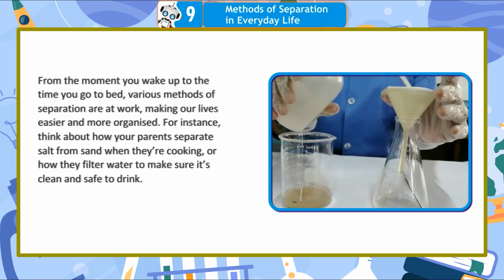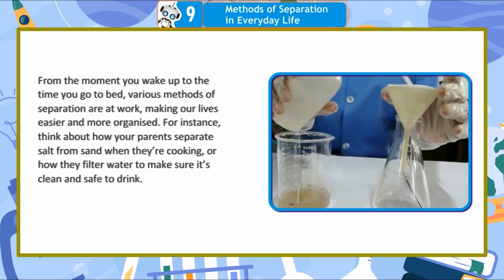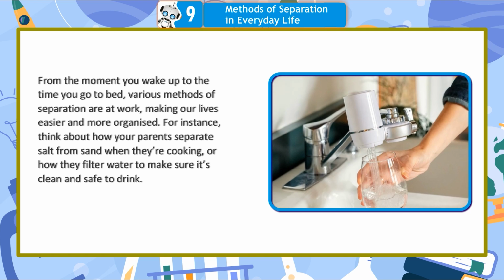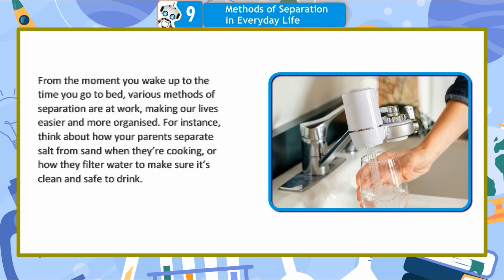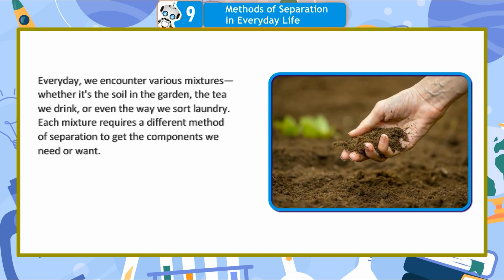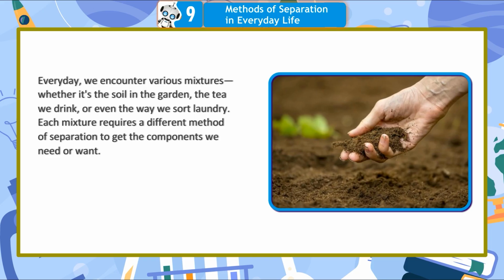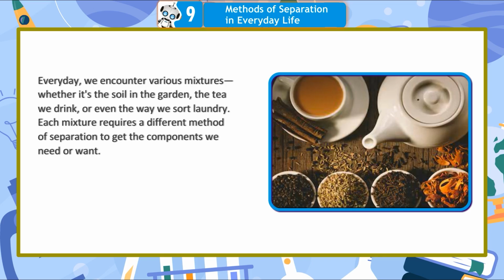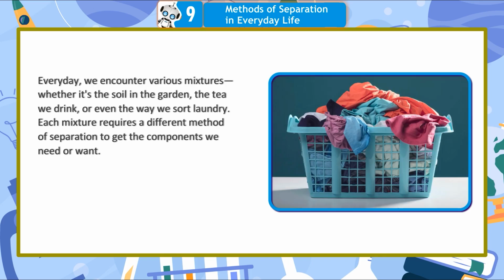For instance, think about how your parents separate salt from sand when they're cooking, or how they filter water to make sure it's clean and safe to drink. Every day we encounter various mixtures, whether it's the soil in the garden, the tea we drink, or even the way we sort laundry. Each mixture requires a different method of separation to get the components we need or want.